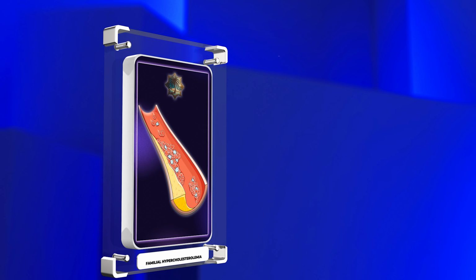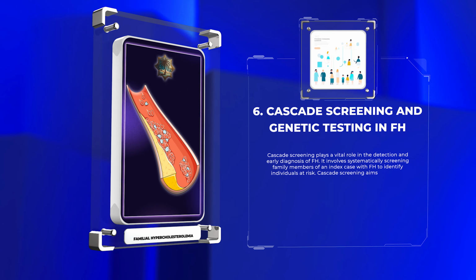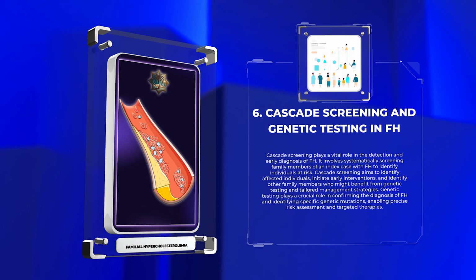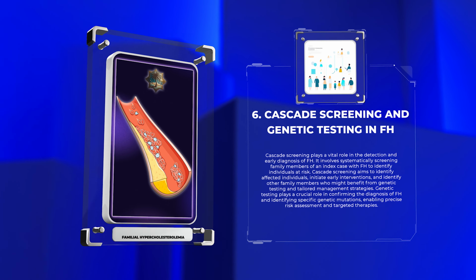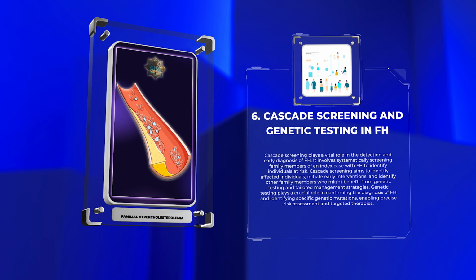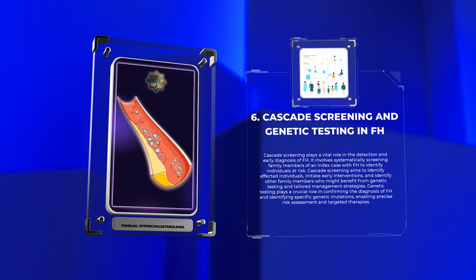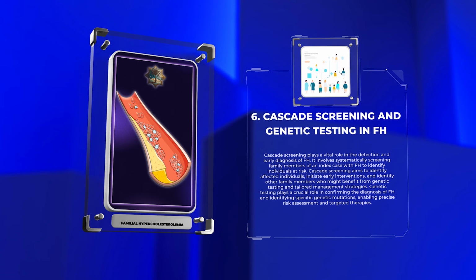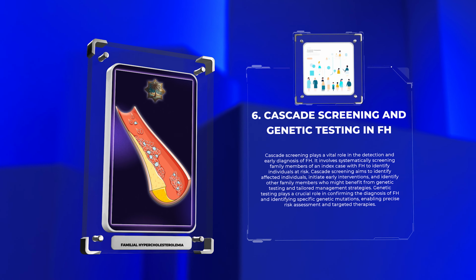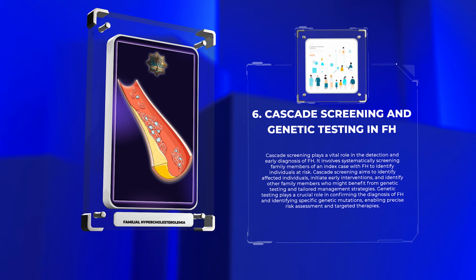Cascade screening plays a vital role in the detection and early diagnosis of FH. It involves systematically screening family members of an index case with FH to identify individuals at risk. Cascade screening aims to identify affected individuals, initiate early interventions, and identify other family members who might benefit from genetic testing and tailored management strategies.